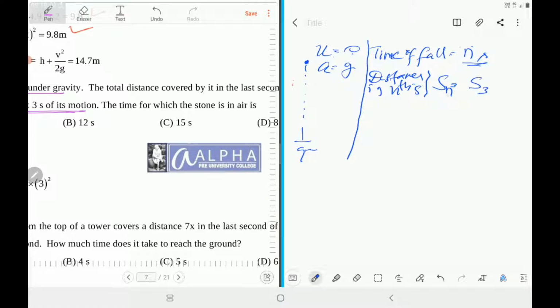Now, this distance in nth second. This nth. You understand? Nth. What is this? Distance in 3 seconds. Now, nth second, bare meaning. 3 seconds. 3 full seconds. Not third second. Not second second. Not first second. It's full 3 seconds.